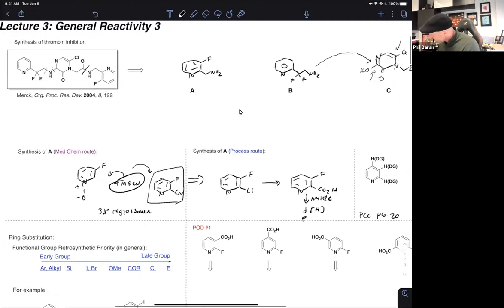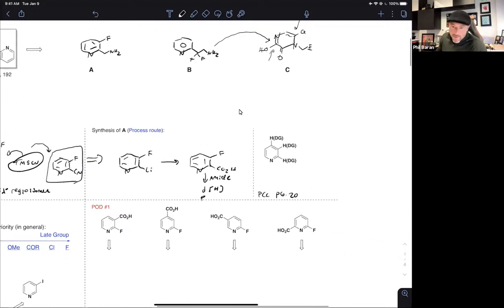Okay. How do you know when things are going to deprotonate and where? Well, Carter pointed out that he could get deprotonation and put a lithium here. But you could also argue, well, why didn't he get deprotonation here? Or why didn't he get deprotonation there? It certainly could be a confusing topic.